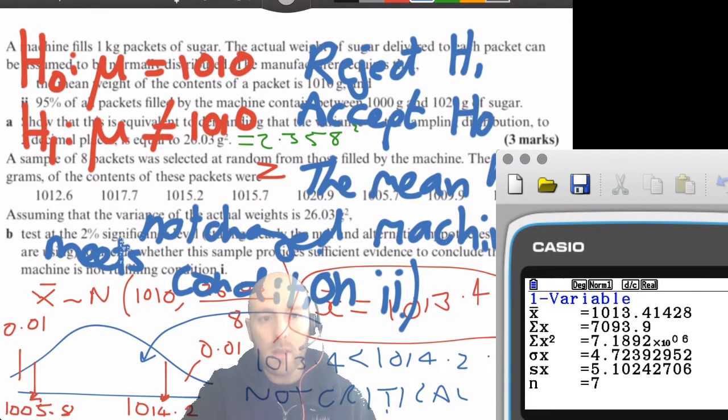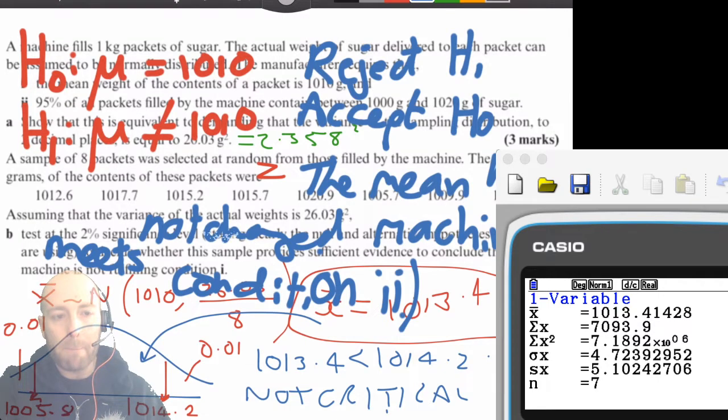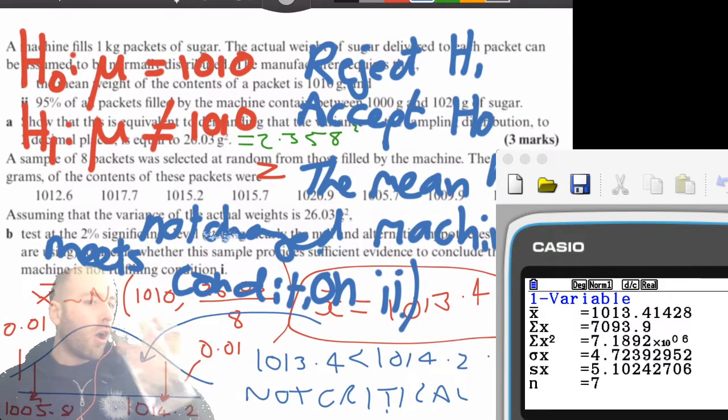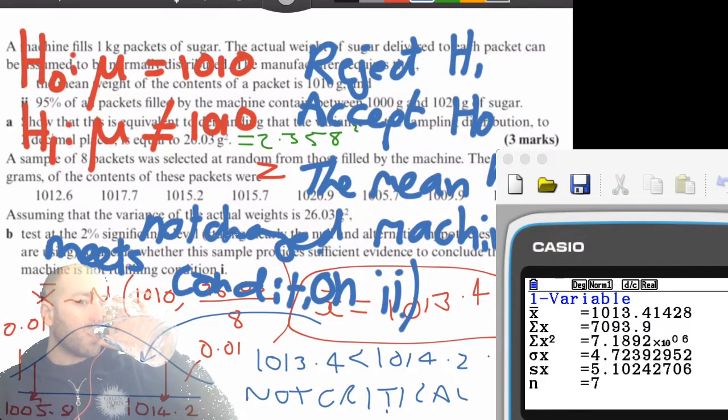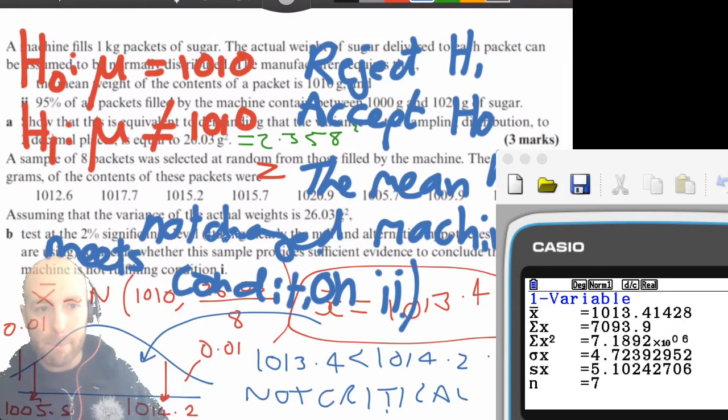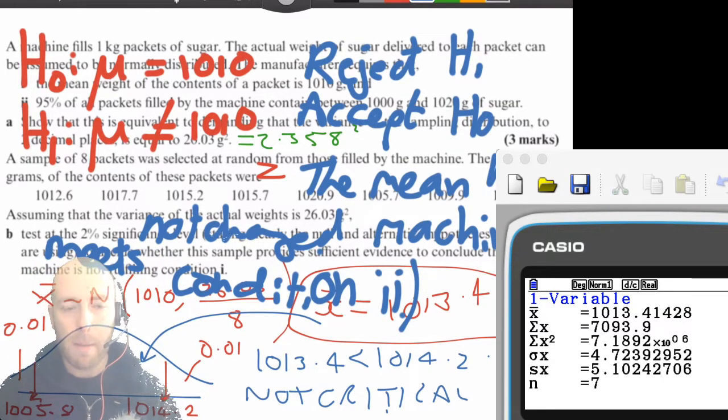Cool. Anybody got any questions about that? So, finding critical regions: find the mean, then test if the mean lies inside the critical regions or not. Everyone okay? Okay, let's move on to the next one.